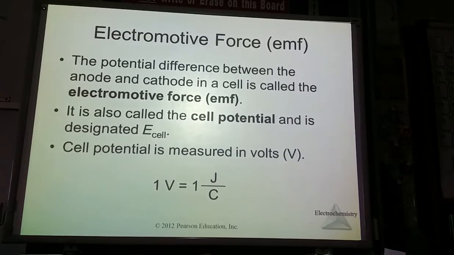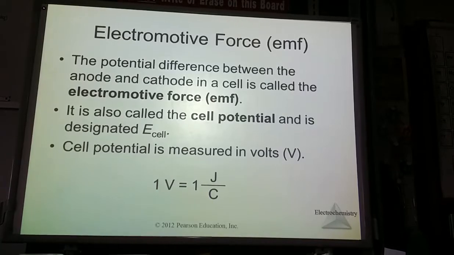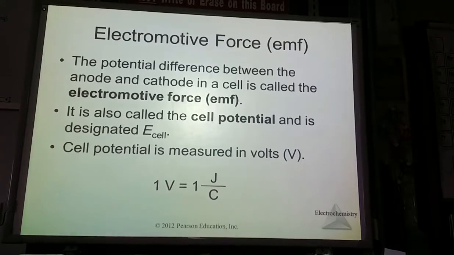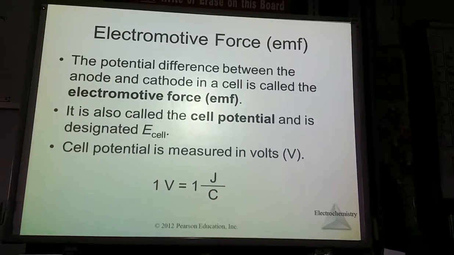You may call it electromotive force. AP Chemistry likes to call it something else. We like to call it cell potential, which is also designated as the voltage of a cell. The cell potential is measured in volts. Makes sense. If we call it voltage, it should be measured in volts. And 1 volt is also equal to 1 joule per that capital C. Do you remember what that is? Coulombs.